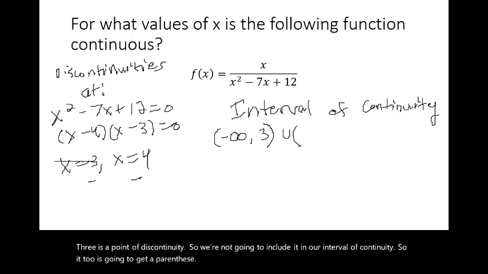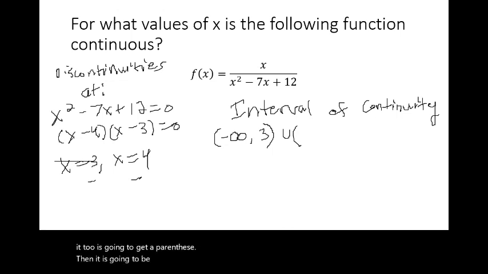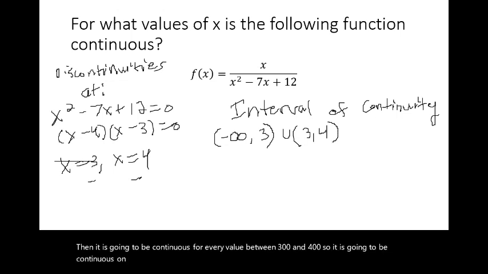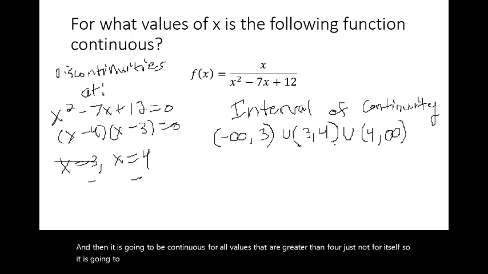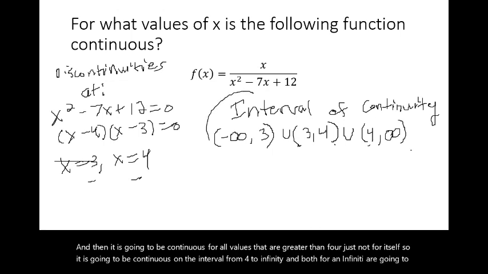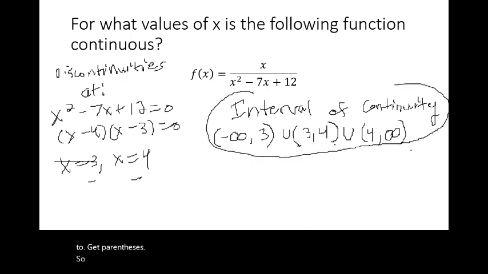Then it is going to be continuous for every value between 3 and 4. So it is going to be continuous on the interval from 3 to 4. Again, 3 is not included, 4 is not included, so they both get parentheses. And then it is going to be continuous for all values that are greater than 4, just not 4 itself. So it is going to be continuous on the interval from 4 to infinity, and both 4 and infinity are going to get parentheses. So that is an interval of continuity, and it's just stating all values where this function is continuous.